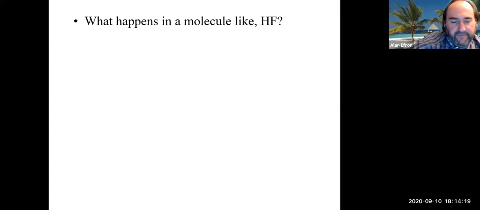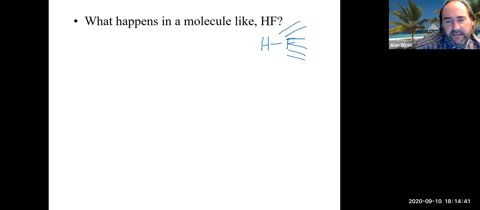Now, what happens if we actually take away a hydrogen and replace it with something like fluorine? Now, fluorine, as we talked about, is more electronegative. So when these two guys come together, we really would not expect the electrons to be shared that equally. And because fluorine is more electronegative, we would expect the electrons to spend more time over on the fluorine side than on the hydrogen side.